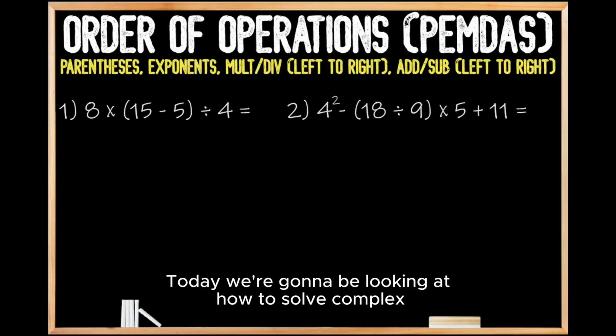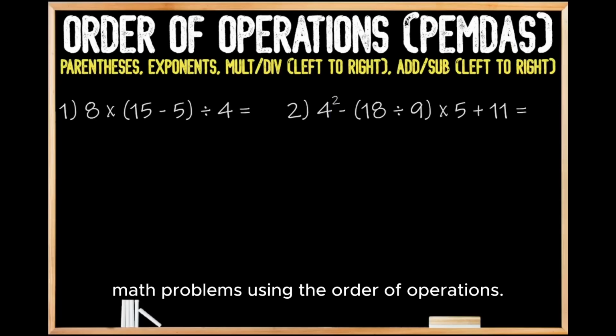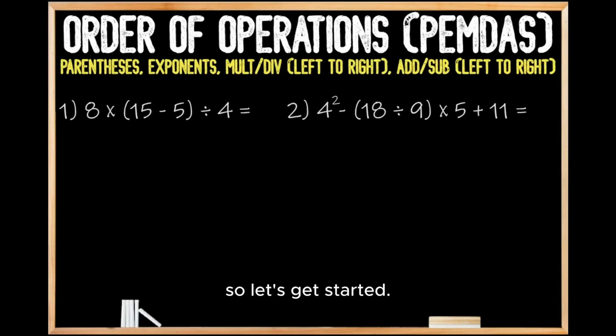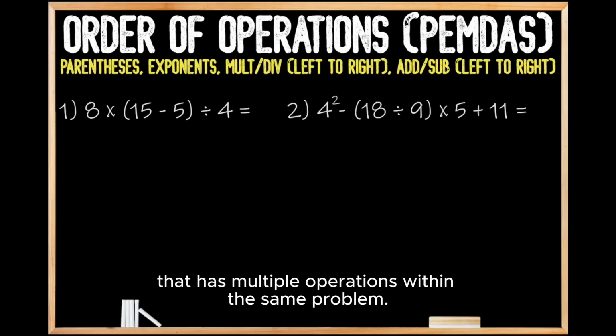Today we're going to be looking at how to solve complex math problems using the order of operations. We have a couple of examples that we're going to work through together here, so let's get started. For question number 1, we can see that we have a problem that has multiple operations within the same problem.